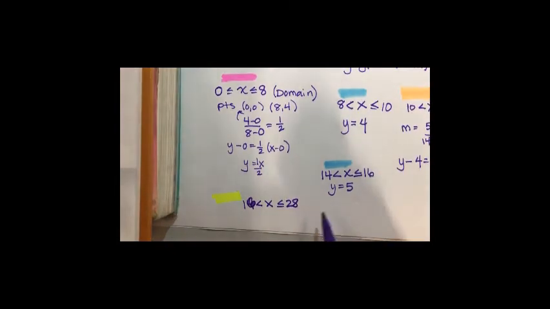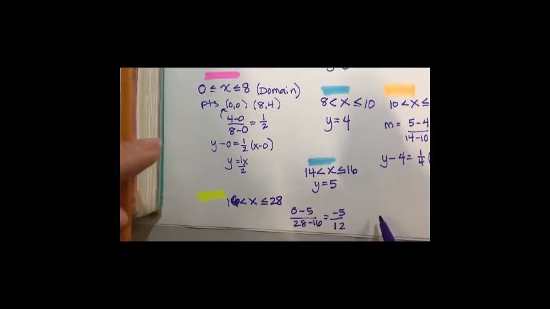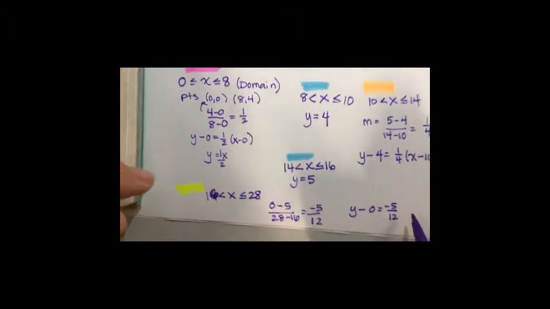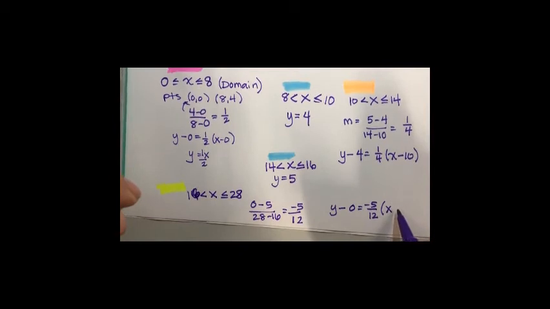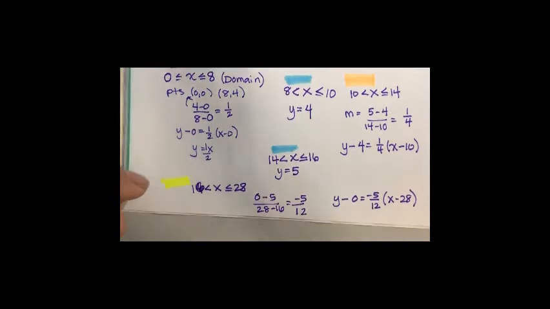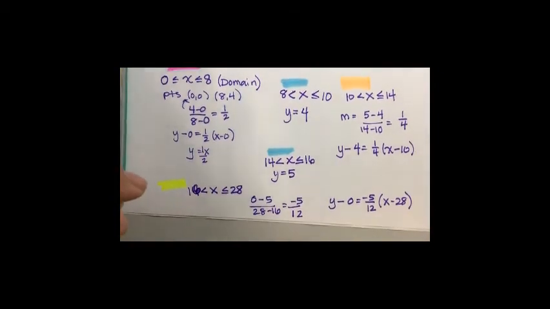Then for my slope, I'm going to use my points. I'm going to take 0 minus 5 over 28 minus 16. I get negative 5 over 12, so negative 5/12. So that's my slope, and I'm going to plug it in now, using my easy point, (28, 0). So y minus 0 equals negative 5/12 times (x minus 28). So you can just leave it right like that. And I have now written an equation for this entire problem.